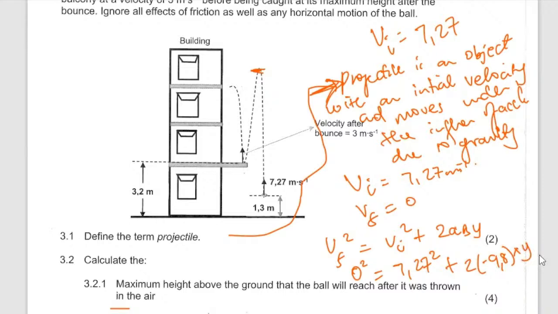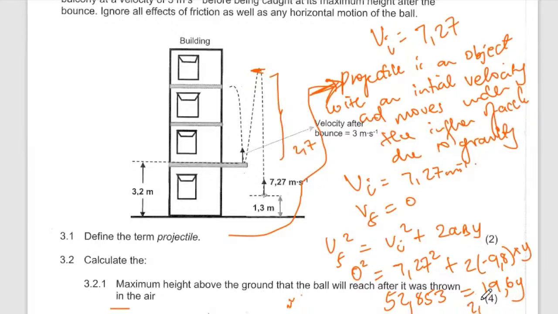So 7.27 squared is giving me 52.857, which is equal to 19.6 delta Y. Okay, so this is going to be negative 19.6, but when I transpose it, I'll get a positive. Then I'll divide both sides by 19.6, and we get 2.6965, which is approximately 2.7. So from there up to there is 2.7.